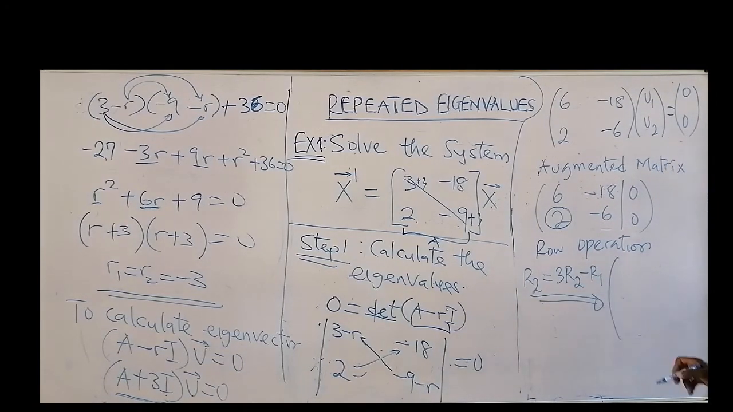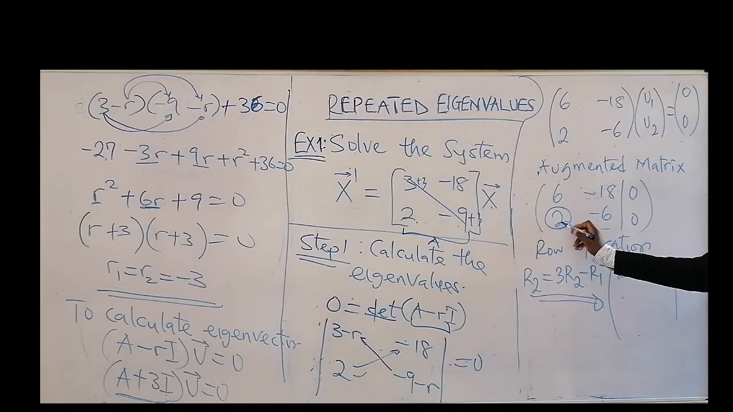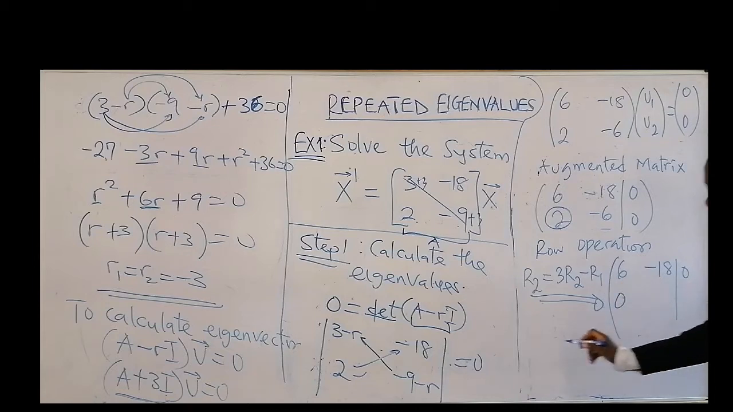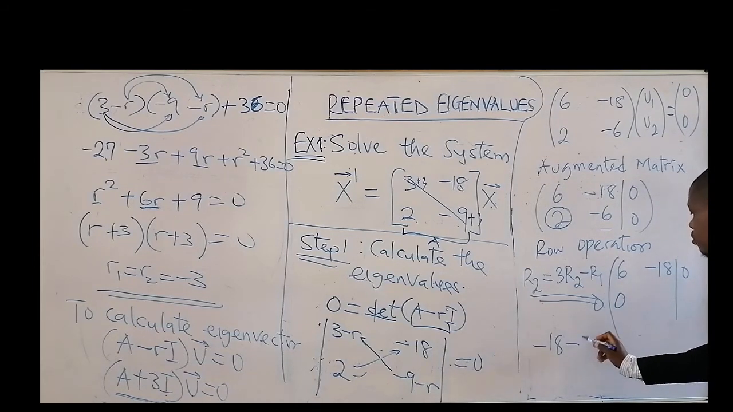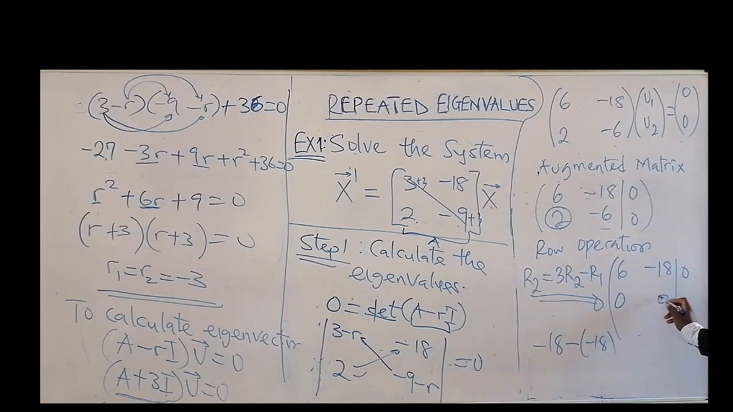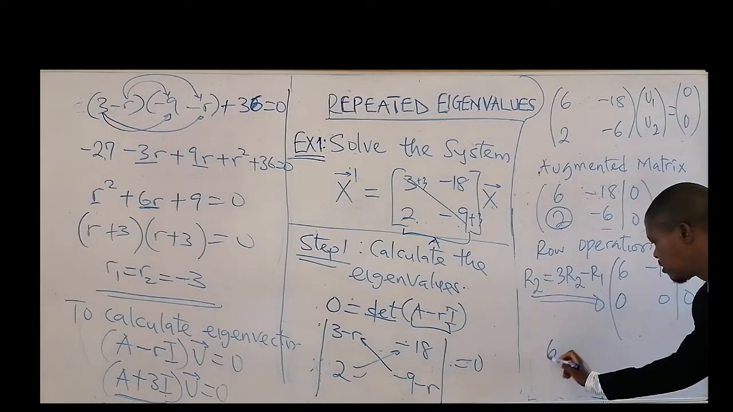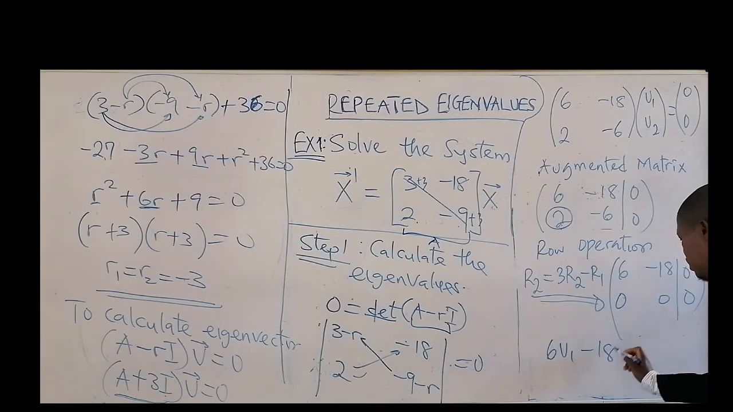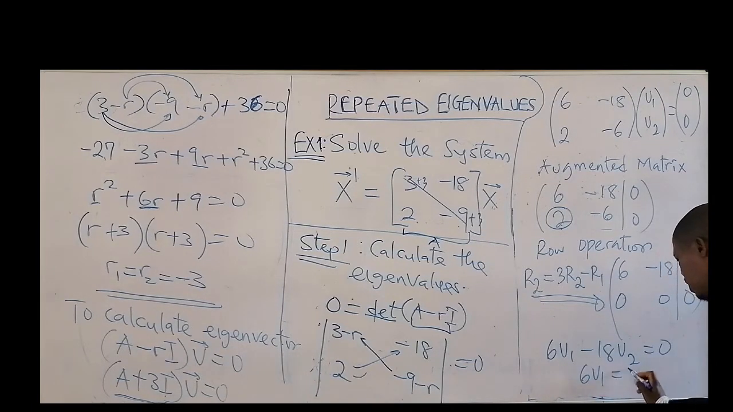So I'm going to have row 1 not changing, it's just a reference point. And this is already times 3, that's 6 minus this, that's 0. This one also, that's minus 18, minus 18. So this is also 0. Then the next thing, row 1 will be 6 G1 minus 18 G2 equal to 0. So 6 G1 equal to 18 G2. So we can divide through by 6.